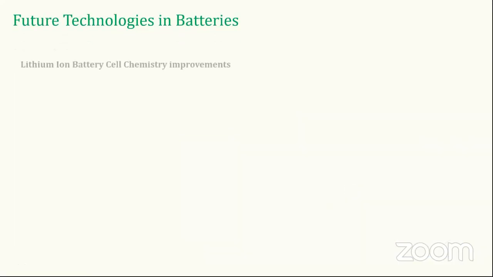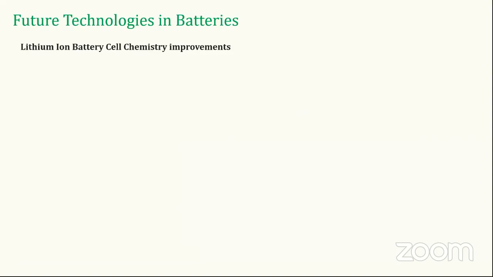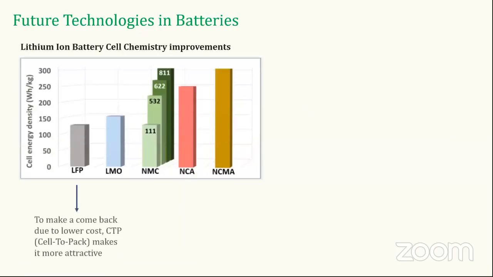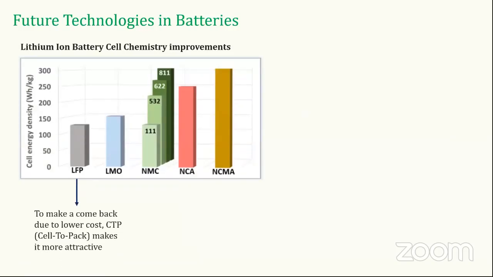Now we will go through some of the future technologies of the battery and improvements in the lithium-ion cell chemistry. Even though LFP is considered to be low energy density, most of the OEMs are now coming back to LFP. That is primarily due to low cost and the cell-to-pack opportunity. Here, instead of using modules, the cells are directly packed inside the battery systems. This looks to be more attractive, and most of the OEMs favor this.